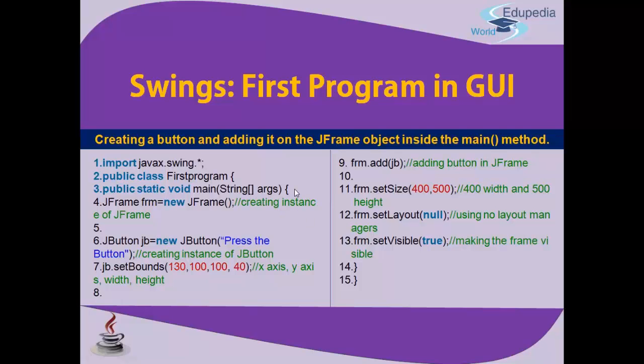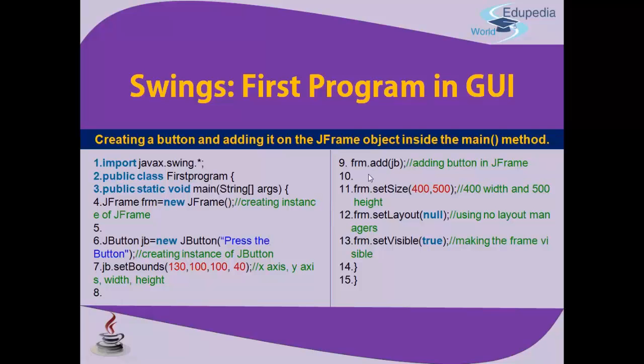Now here you can write the comments, double line comments. That means main class starts, then here I have already put the comments. Creating instance of a JFrame. Instance of a JFrame means creating the object of the JFrame. Now you can see JButton JB, which is new JButton, the press button. Here you can see the comments are already written, that is creating instance of JButton, the same as for the frame. Now jb.setBounds. Now x-axis, y-axis, width and height.